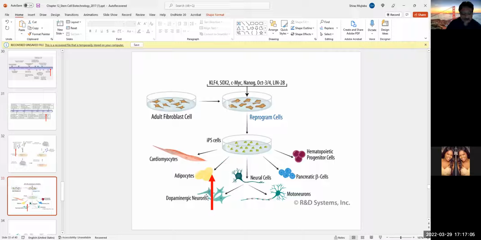cardiomyocytes, adipocytes, neural cells, hematopoietic progenitor cells, pancreatic beta cells. Now, why do we need pancreatic beta cells, stem cells? Because beta cells are those cells inside the pancreas which secrete insulin. And insulin, as you know, is important for diabetic patients.